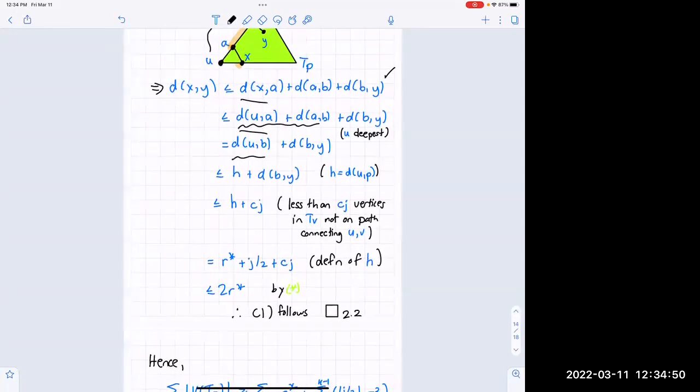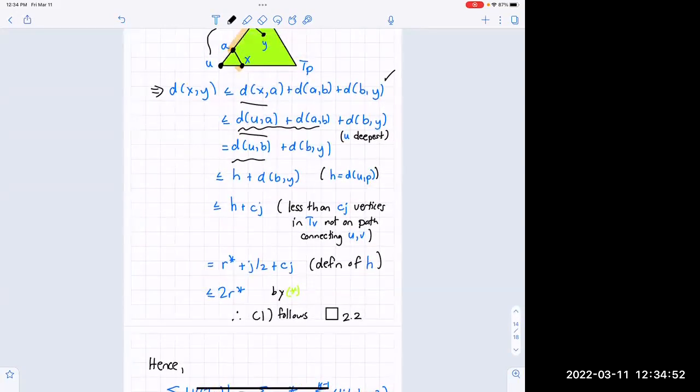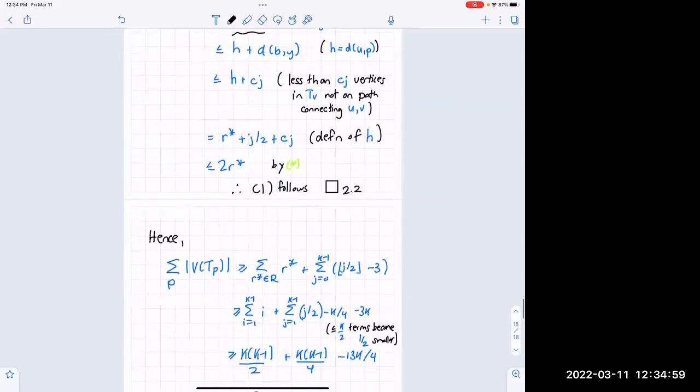Okay, so that really establishes 1 and 2 in all the cases. We've covered all the possible cases. So those do all hold for general trees. So what are we going to do now?